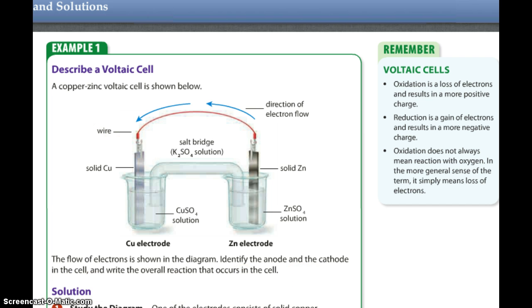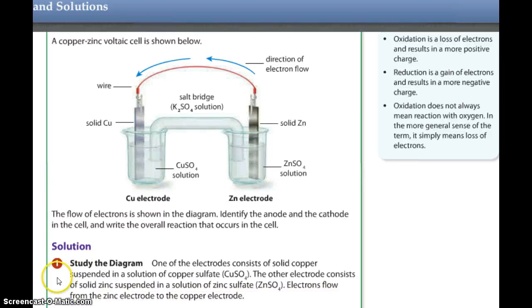The flow of electrons is shown in the diagram. Identify the anode and cathode of the cell and write the overall reaction that occurs in the cell. All right. One of the electrodes consists of solid copper suspended in a solution of copper sulfate. The other electrode consists of solid zinc suspended in a solution of zinc sulfate. Electrons flow from the zinc electrode to the copper electrode.